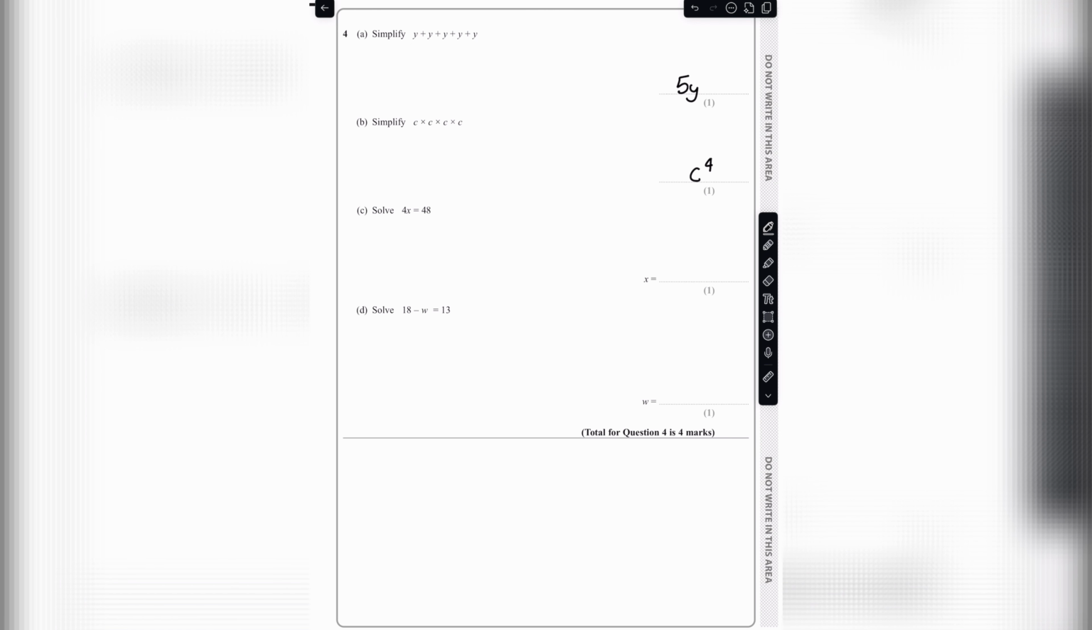In part C, we are told to solve 4x equals 48. So in order to get x, we need to divide both sides by 4. So 48 divided by 4 is 12. And in the final part of this question, we are told to solve 18 minus w equals 13. And so in order to get from 18 to 13, we need to subtract 5. So w is simply 5.